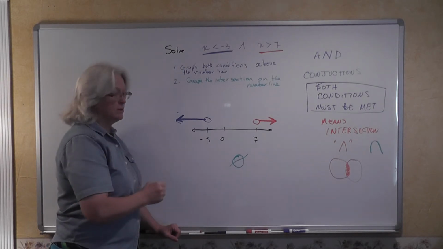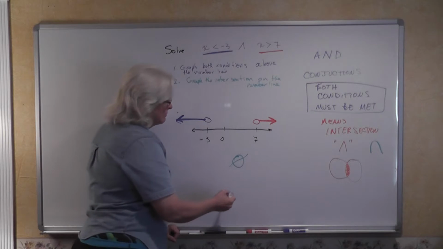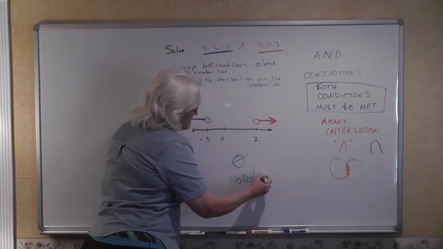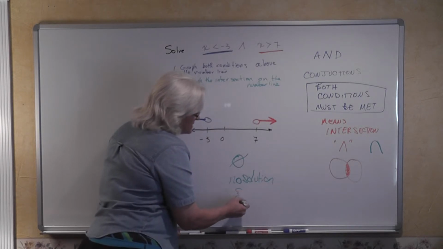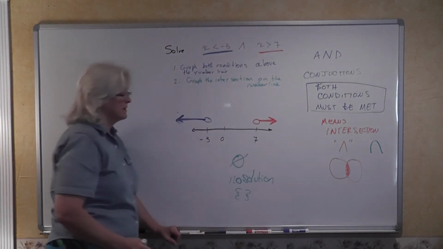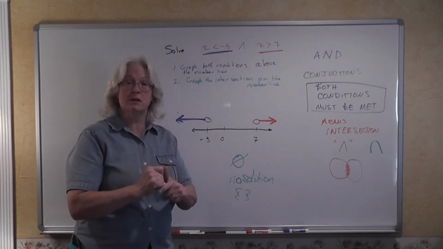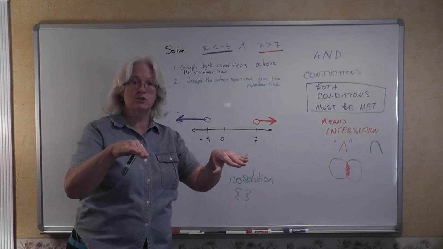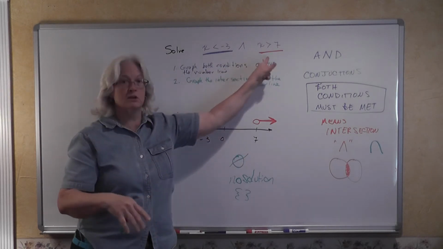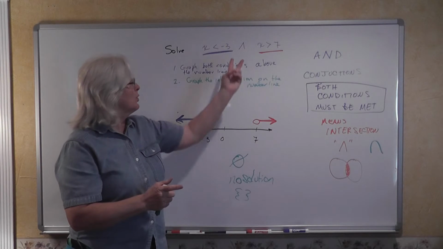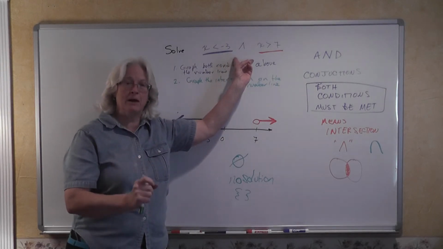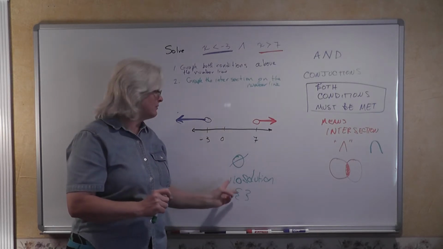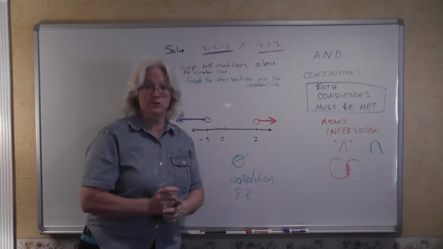You can write null, you can write no solution. I suppose you could also write the empty set. But the point being that you understand that this is conjunction, which means intersection, which means that both conditions have to be fulfilled in order for this compound mathematical sentence to be correct. There is no area of overlap, so therefore there is no solution.